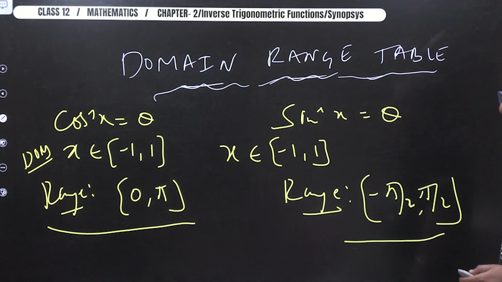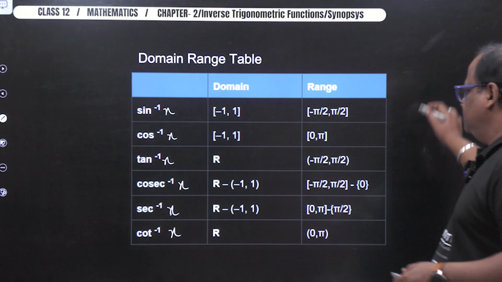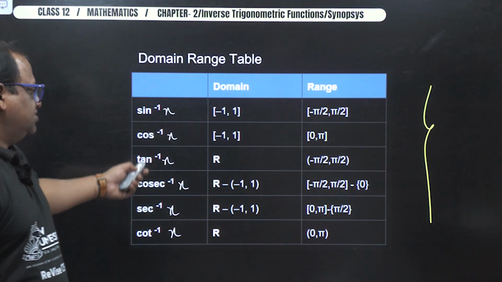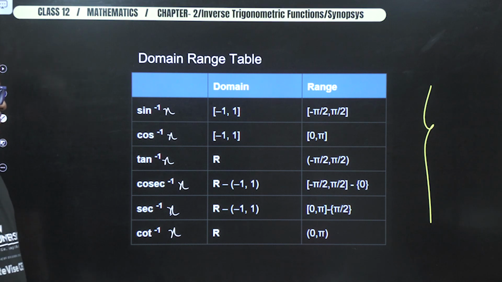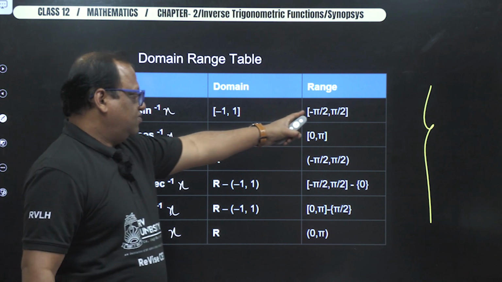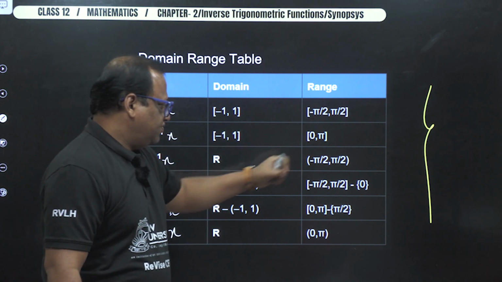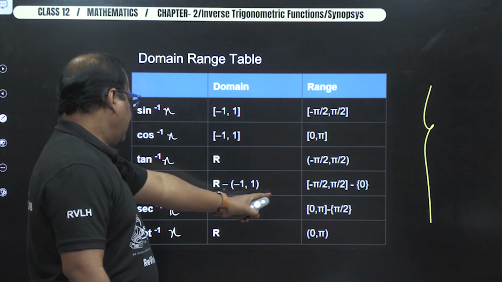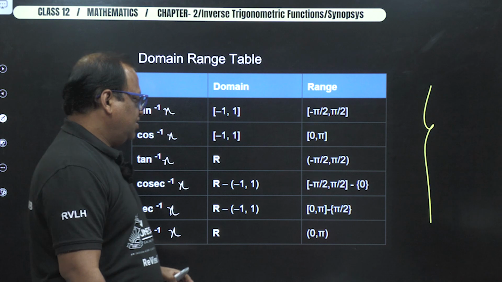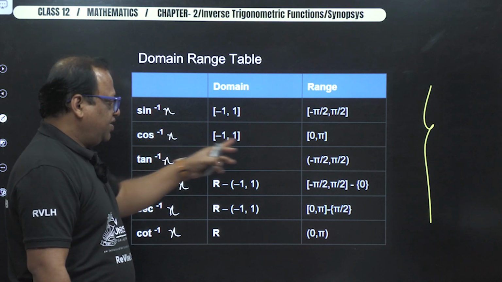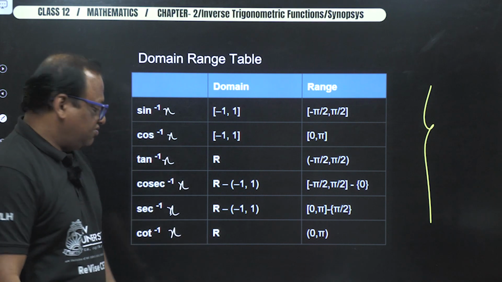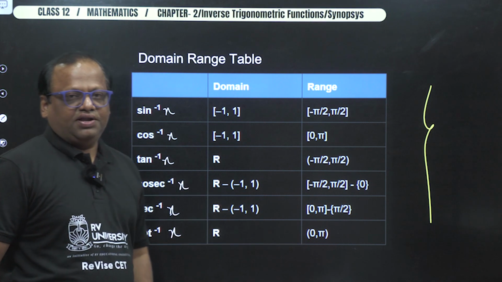Okay, this is the table. I have drawn the table for your reference. Same thing that I explained is here. Sin inverse is fourth to first, tan inverse is fourth to first, cosecant inverse is fourth to first minus 0, because it becomes 1 by sin 0, which is infinity. Next, cos inverse is first and second, secant inverse is first and second. One exception is cot inverse, which is also first and second.